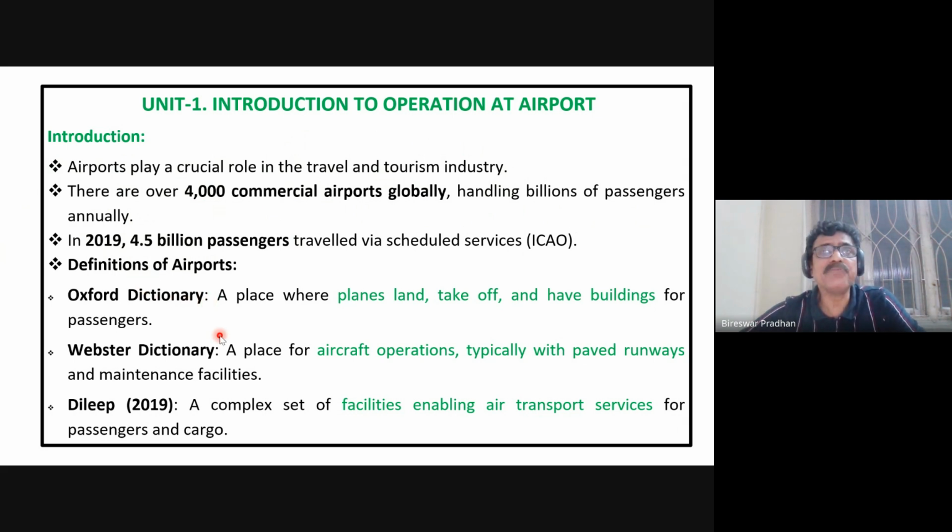And what is the definition of an airport? The Oxford Dictionary straightaway defines it as a place. An airport is a place where planes land and take off, and which has buildings for passengers. This is the Oxford University Dictionary definition. Very simple.